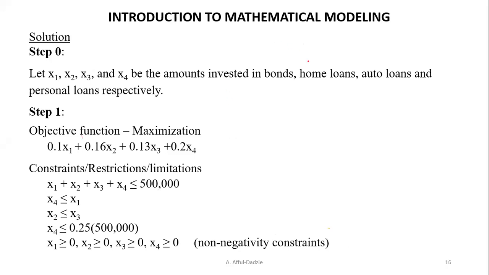So here we are saying that of all the 4 investments, X1, X2, X3, and X4, all 4 cannot be more than 500,000 cedis. But it can be equal to 500,000 because that is what we have arrived at. It could also be less than 500,000, but it can't be more.